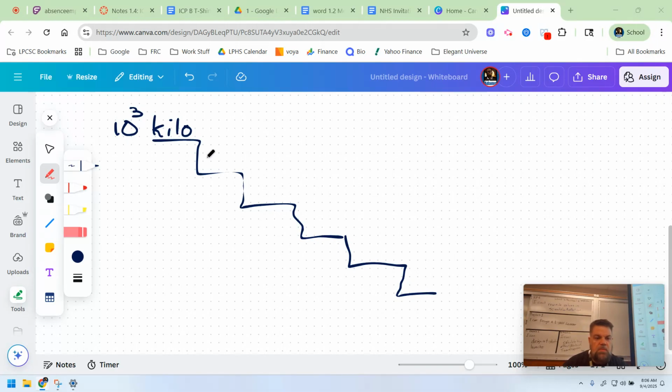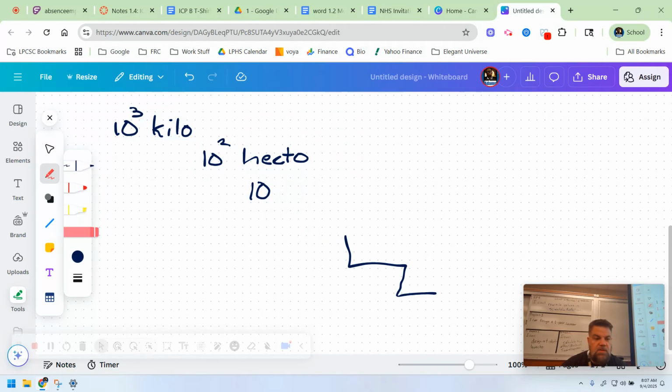So then the next one would be 10 squared, right? Now that would actually be hecto, and that's a lowercase h. Hecto. And then under that would be deca, which would just be times 10. Sometimes they'll spell it with the K. In the US, though, we spell it with a C. Can somebody get that for me, please?